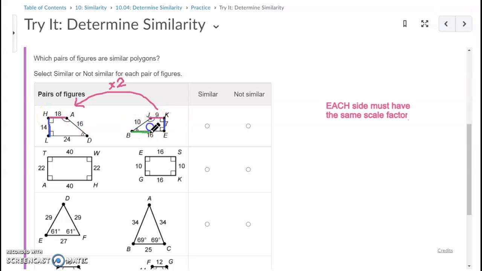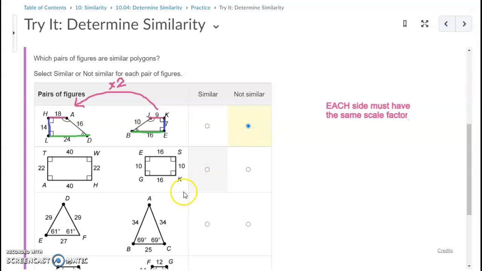Let's look at the bottom one. We have 16, and that is supposed to correspond to 24. 16 times what number is 24? It's not 2. 16 times 2 is not 24. So that one actually does not work because 16 times 2 doesn't work. I'm noticing it's not working for the 10 either. 10 times 2 is not 16. So these two are not similar to each other.